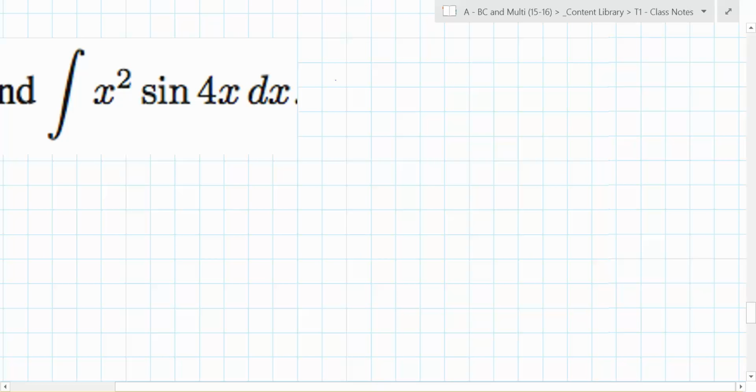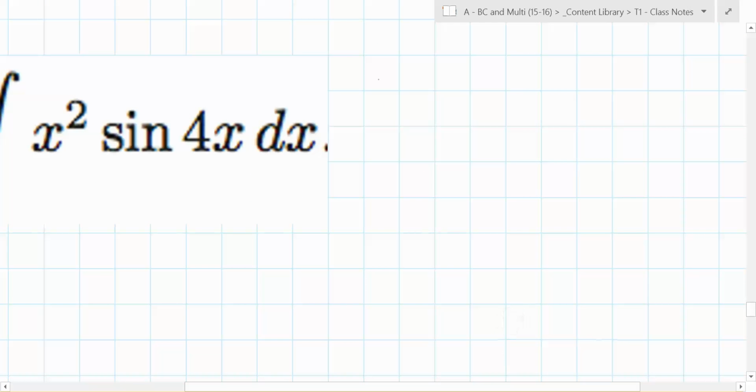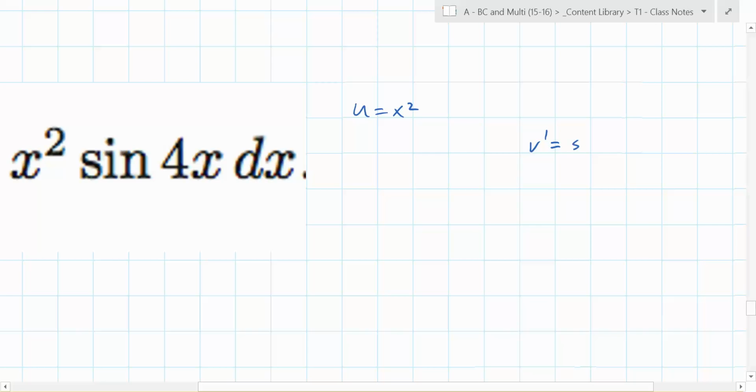Let u equal what to begin with? Yeah, I like u equals x squared. So what does v prime therefore equal? Sin of 4x, we like the dx, nice. So u prime is equal to 2x dx, and v is going to be what?